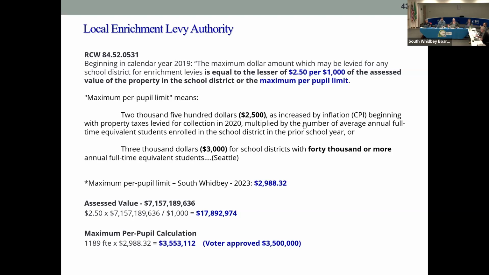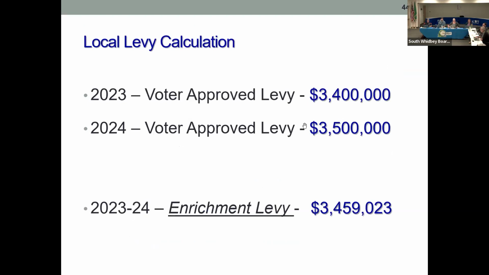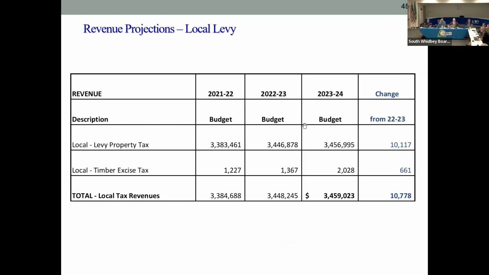So we have a voter approved levy of $3.5 million for the coming year, 3.4 for the previous year. Because we are in a split year, September, we get part of that from the fall levy and part from the following spring. It's about $3,459,023. So that's our local levy funds that we receive.